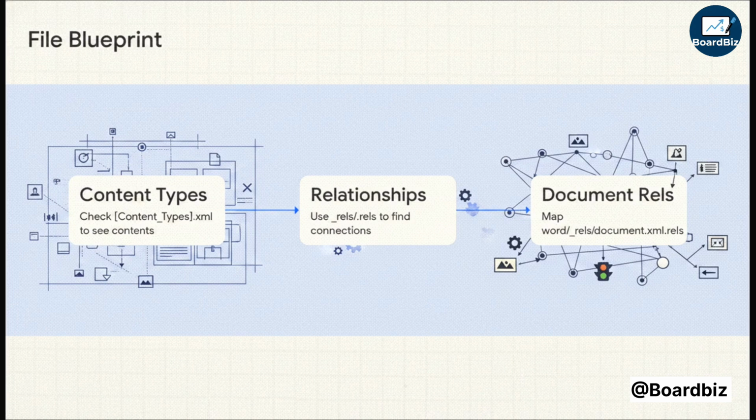Step 3. It maps word_rels/document.xml.rels, which basically acts as a specific traffic hop, pointing the software exactly to where your images, your hyperlinks, and your paragraphs actually live. Without this step-by-step logic, the software literally wouldn't know where to begin.